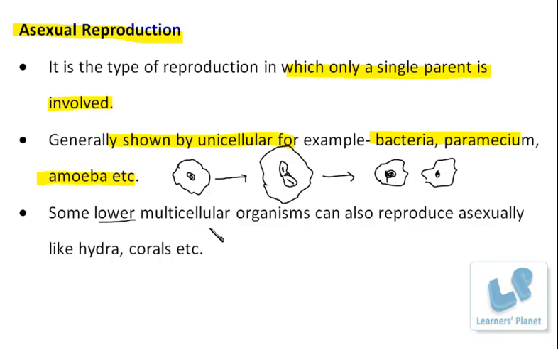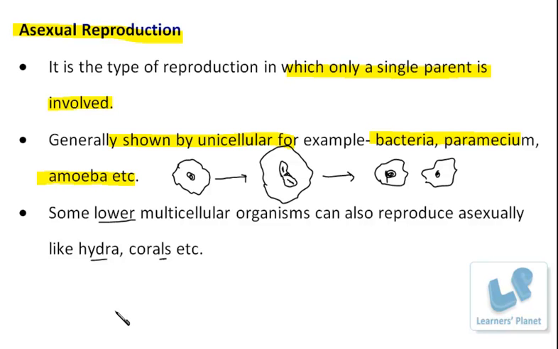So these lower multicellular organisms, the examples could be like hydra, corals, then algae which are living in colony, fungus, the fungi, it is living in colony. They can reproduce by asexual mode. Now how does it occur over there?